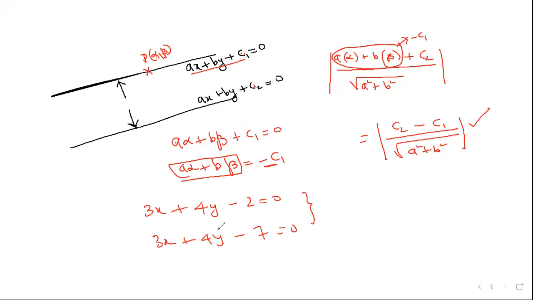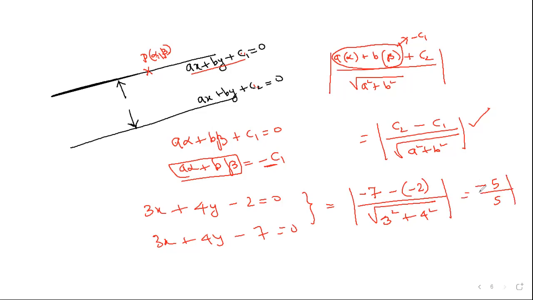Yes, because both have the same slope. So what is my formula now? Minus c, minus 7. Any one of them you can take. Plus 2, minus 2, divided by under root 3 square plus 4 square. So my answer will be minus 5 upon 5, that will be 1 unit. So the distance between the parallel lines is 1 unit.